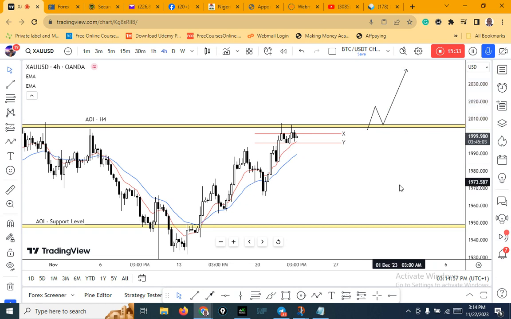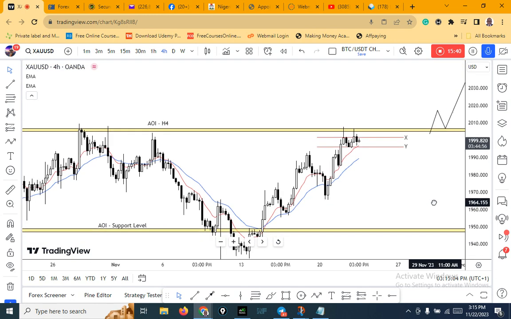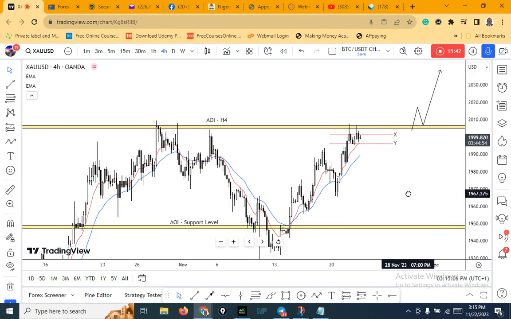So guys, that's how I do this trading, and I hope you appreciate it. I hope you understand it. That is the way we trade the market.